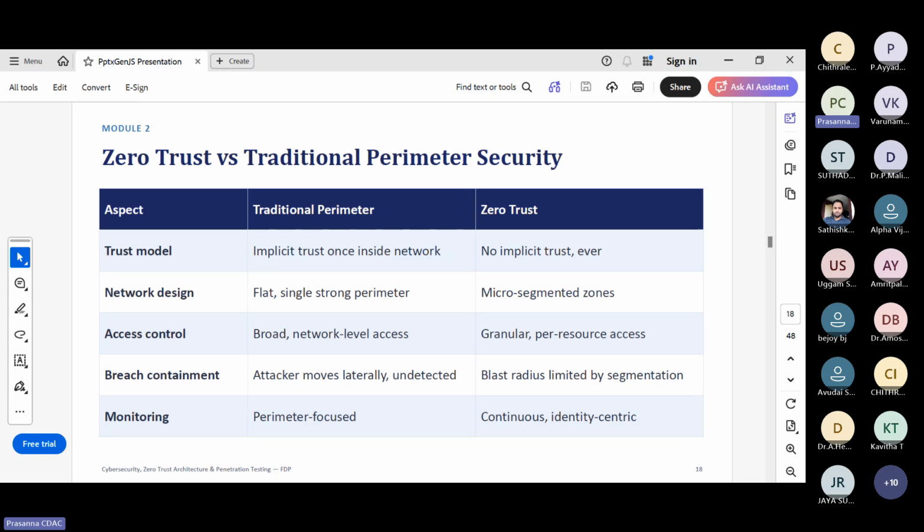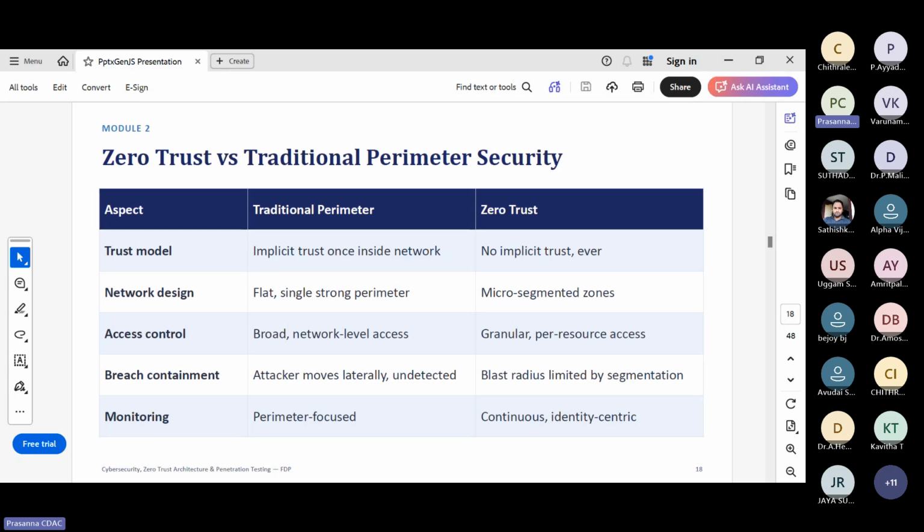Access control: in the earlier case, if you entered the campus, you could move to various departments or blocks. But now there is granular access, like a gate pass slip. You will be allowed into that block alone, that department alone. That level of access control is similar to authorization, where you are authorized to move in. The breach containment, as I said, in the earlier case, the breach affects all the 65,000 systems.